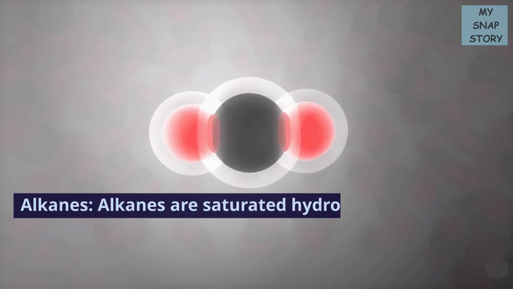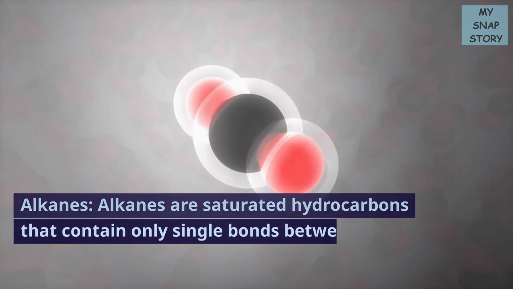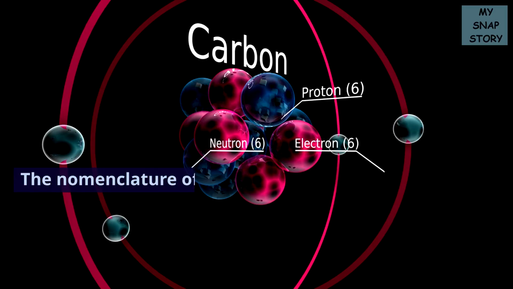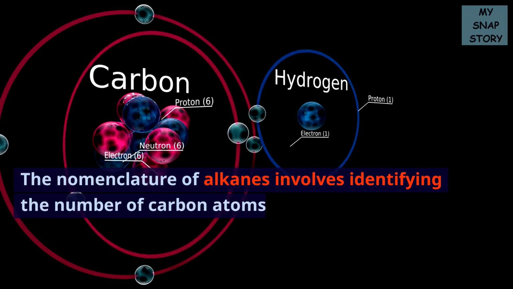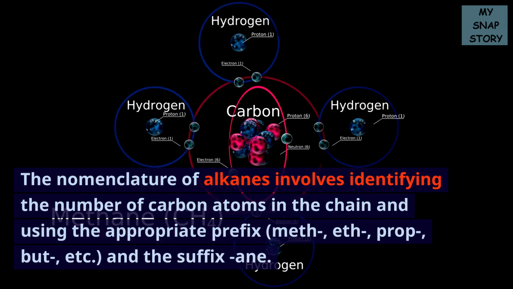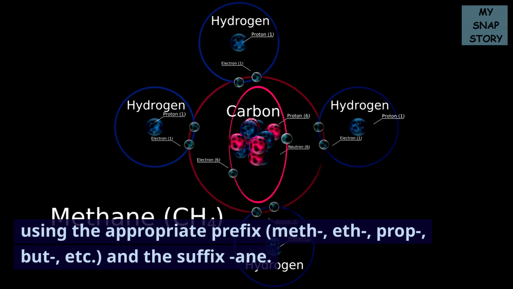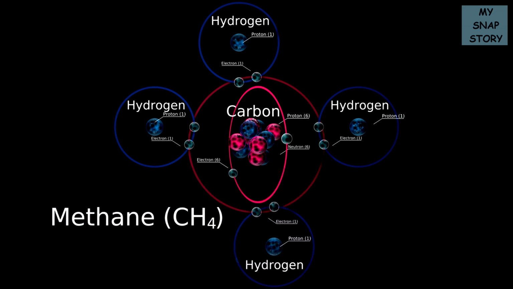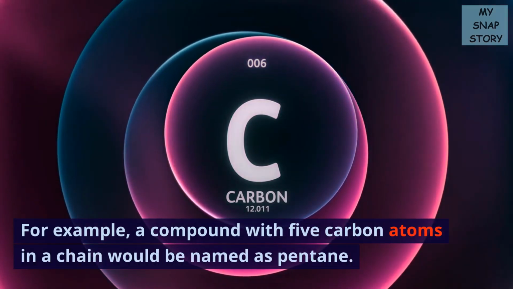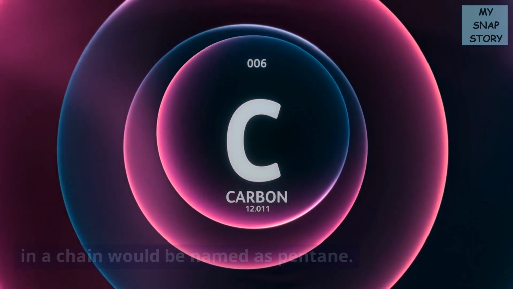Alkanes. Alkanes are saturated hydrocarbons that contain only single bonds between carbon atoms. The nomenclature of alkanes involves identifying the number of carbon atoms in the chain and using the appropriate prefix, meth, eth, prop, but, etc., and the suffix -ane. For example, a compound with 5 carbon atoms in a chain would be named pentane.